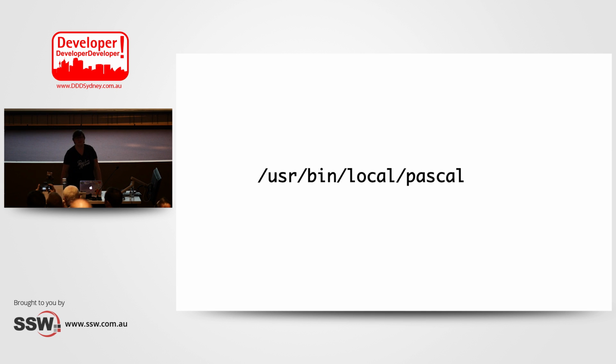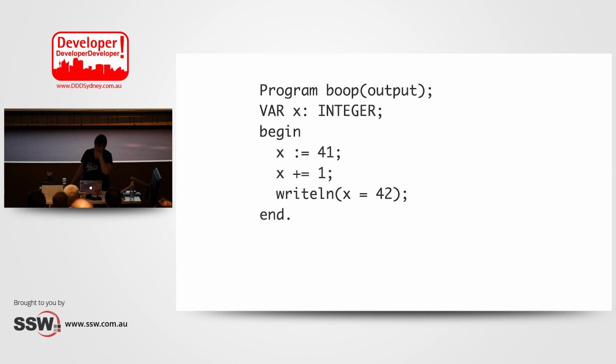Let's talk about Pascal, which is completely different to Haskell. In Pascal, you can define a program. You can have a program called boop. You declare a var x to be an integer. You start off with x as 41, and then you go plus equals 1, and then you write out what x equals. What is the result of this program going to be?